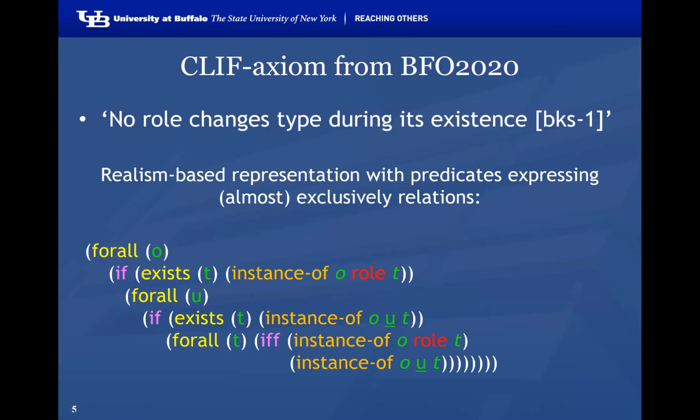We are going to use also the realism-based principles. And this is an example of a CLIF axiom in BFO 2020. So the assertion is: no role changes type during its existence. And in a realism-based representation, you have only predicates that express relations. Almost. There are a few small exceptions that I'm not going into, but we don't use properties in a realism-based representation. We use only relationships. And then the transformation of this assertion into first-order logic using realism-based principles is this one.